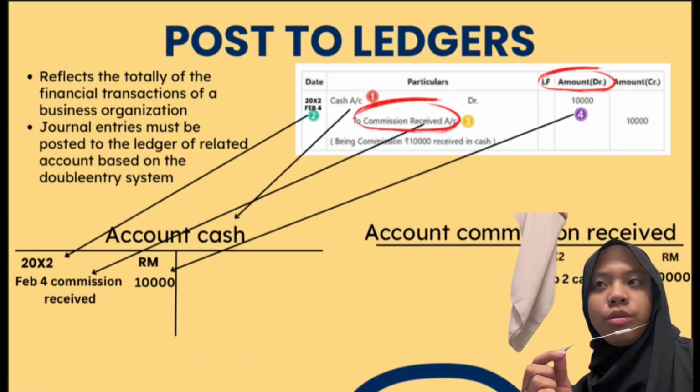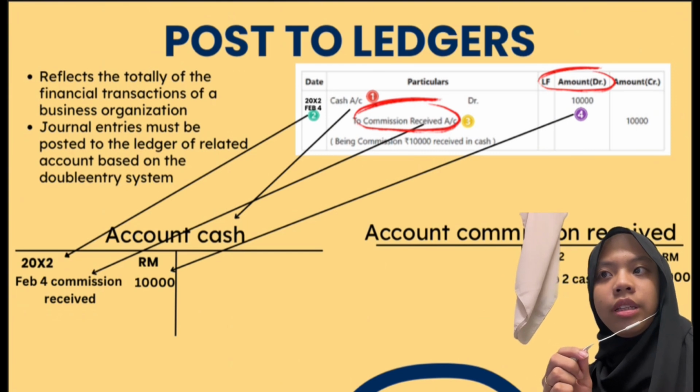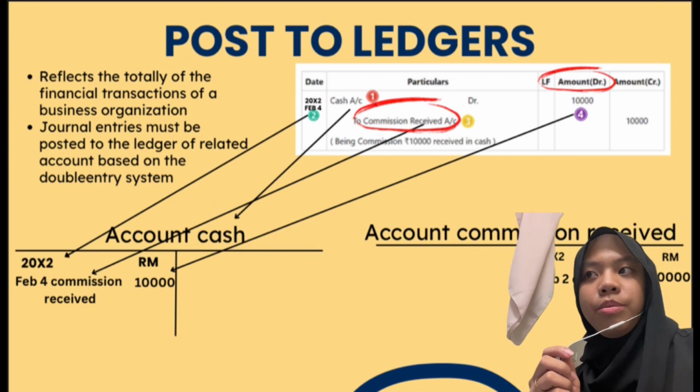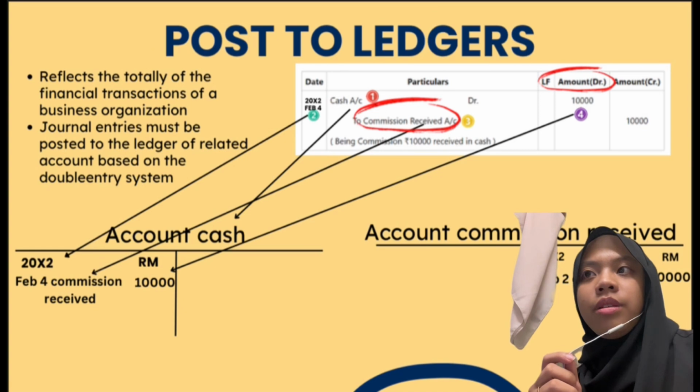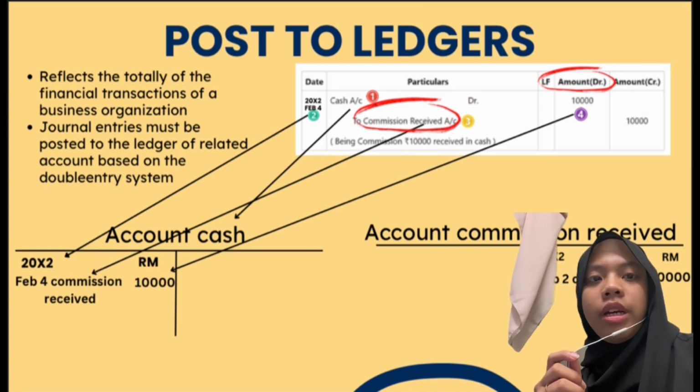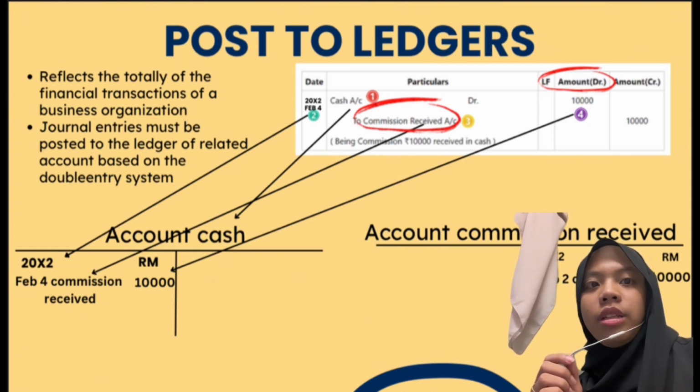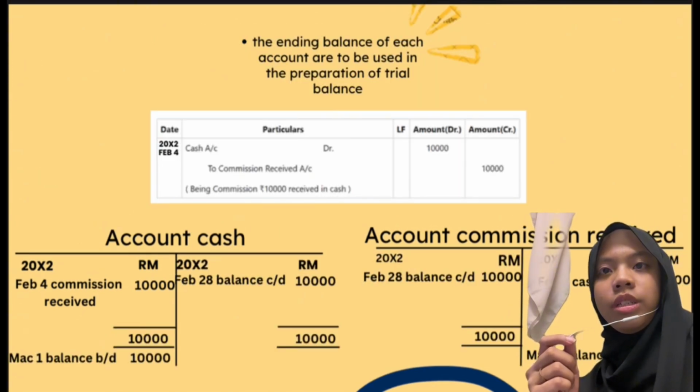Next step is post through ledgers. It summarizes all transactions related to specific accounts such as asset, revenue, or liability. Journal entries must be posted to the ledgers of related accounts based on the double entry system. Firstly, open the cash account. On the debit side, because cash increases 10,000. The particular is commission received. Put the date and amount correctly on debit. Ending balance of each account is to be used in the preparation of trial balance.